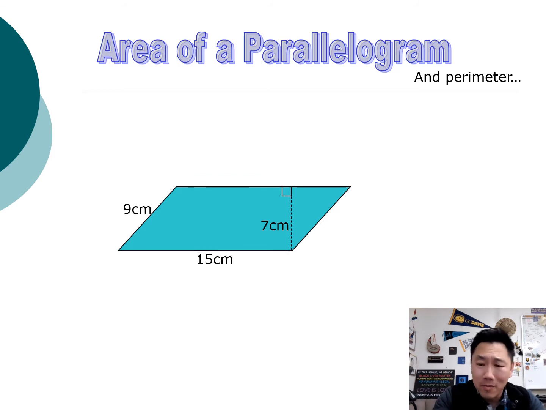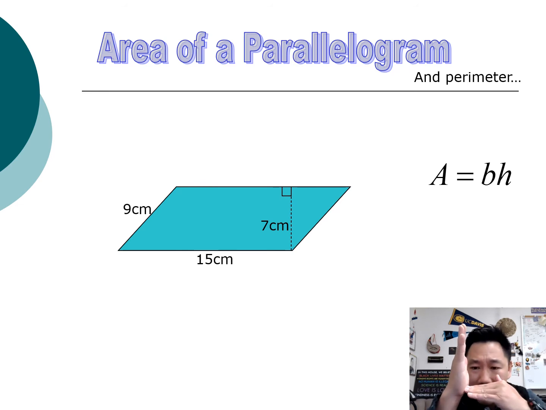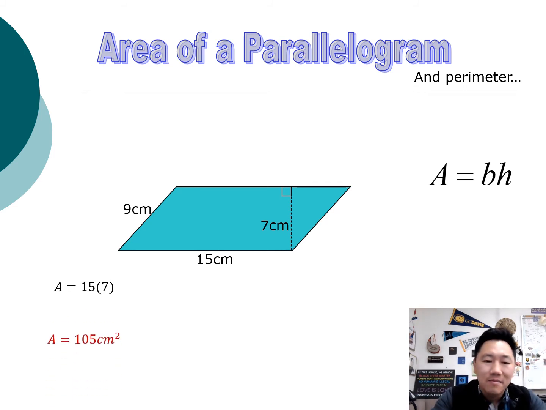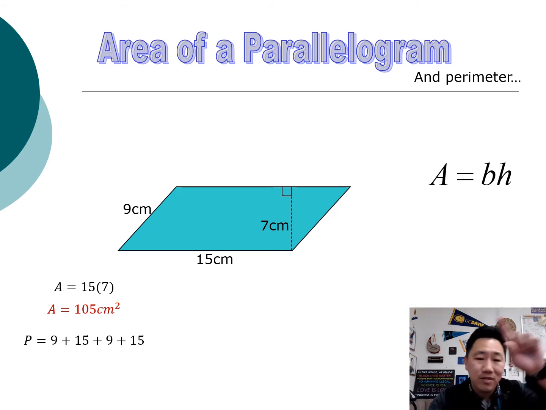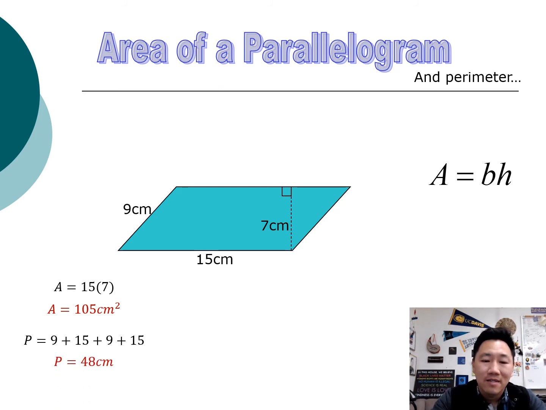How about the area of a parallelogram? Do you remember the formula for the area of a parallelogram? The area of a parallelogram is just base times height. It's the same thing, but without the 1/2. Again, the base and the height have to be 90 degrees. That's the main part. In this case, the base is 15, the height is 9. Multiply them together to get 105 centimeters cubed. The perimeter is just adding all the way around, 9, 15, 9, and 15 to get 48 centimeters. Not too bad.